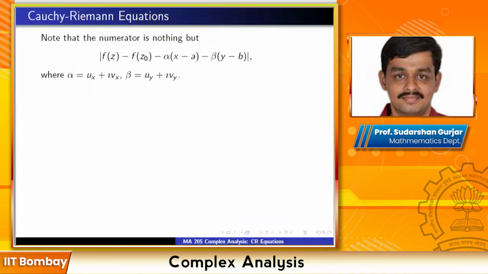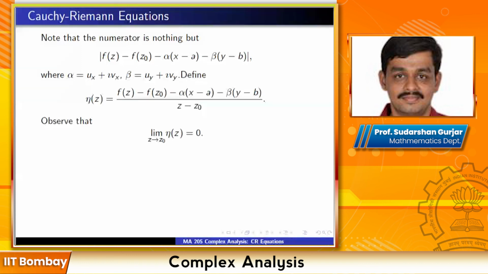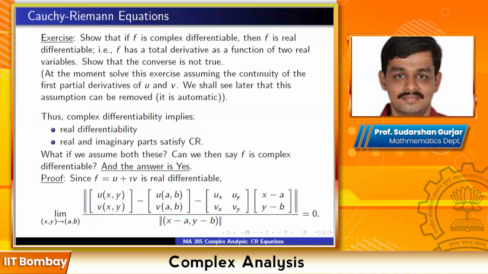Now define eta z to be this: f z minus f z naught minus alpha times x minus a minus beta times y minus b, upon z minus z naught. So whatever I got at the end of the last slide is what I'm calling eta of z. And by definition of real differentiability, the limit of eta z as z tends to z naught is equal to 0. This is what we have with us. Eta z is simply this.